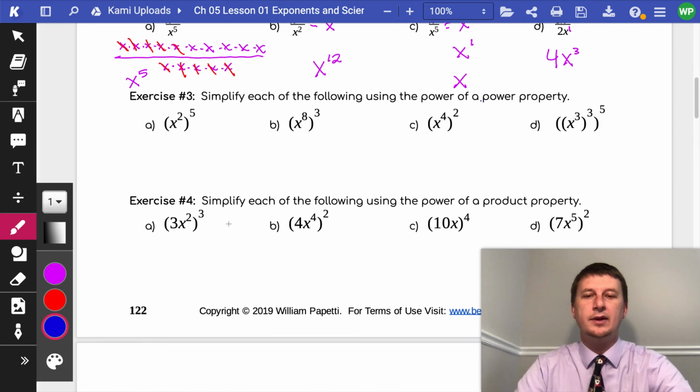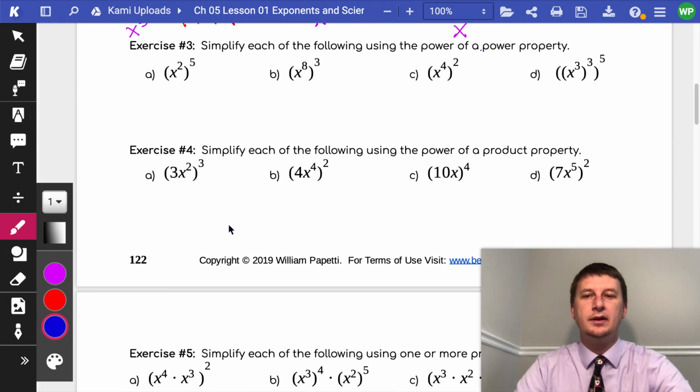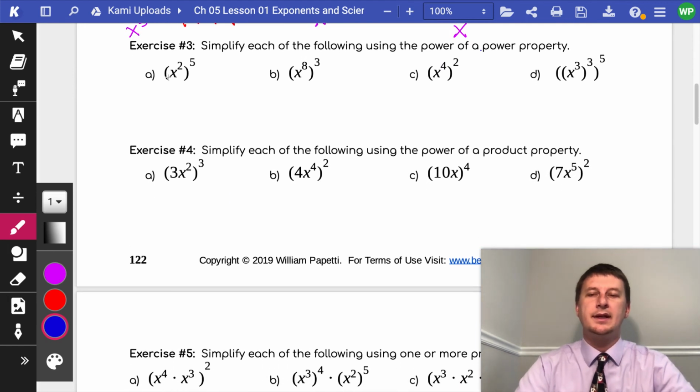So let's take a look at what it's asking us to do in exercise number 3. It says x to the 2nd, to the 5th power. So our rule says to multiply those together, but just like we've done in the first part of all the other exercises, let's see why that's the case. So x to the second to the 5th is really x to the second times x to the second times x to the second times x to the second times x to the second. It's x to the second 5 times.